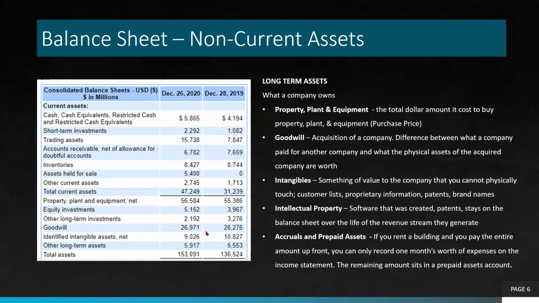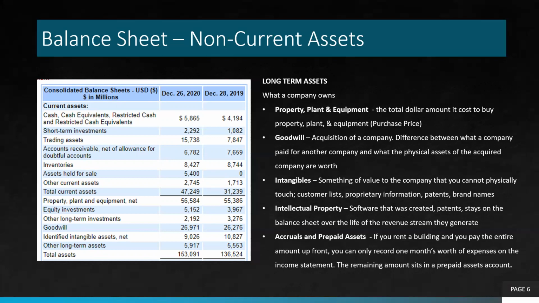So under non-current assets or long-term assets, which is everything that you see under the 47249, these are items that a company owns, and it includes property, plant, and equipment. And this is the total dollar amount it costs to buy property, plant, or equipment. These are your capital expenditures, the machinery, the vehicles, and so forth.